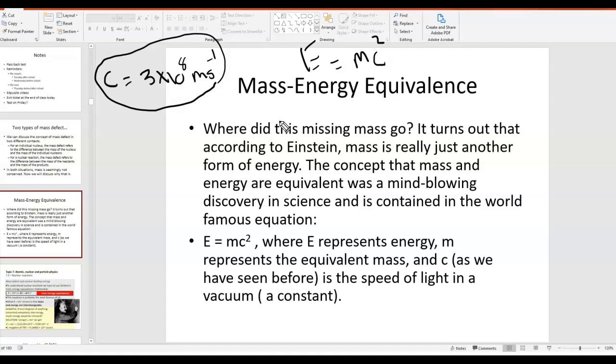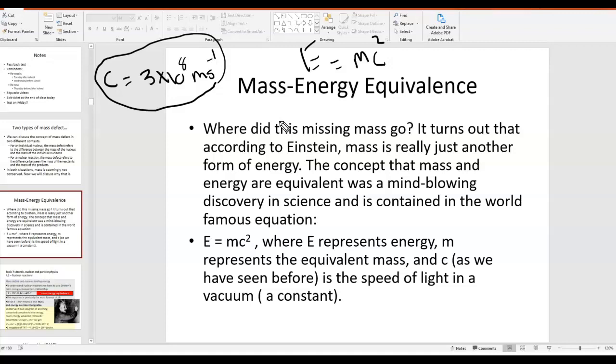3 times 10 to the power 8 squared, that's 9 times 10 to the power 16. You're talking about trillions of joules of energy just by converting 1 kilogram of mass to pure energy. So the answer to where did the missing mass go? Well, it got turned into energy, because of mass-energy equivalence.